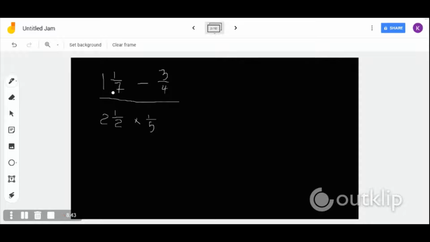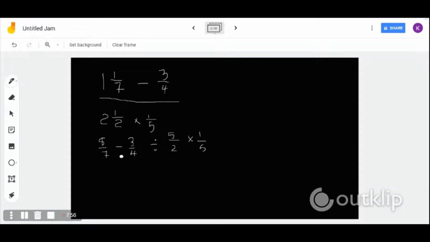So it's 7 times 1, which is 7, plus this 1 at the top, give you what, 8? So that's 8 over 7 minus 3 over 4. There's nothing to change there, so you can just put that back. And all of that is being divided by 2 times 2 is 4, plus this 1 at the top, that's a 5. So that's a 5 over 2 times 1 over 5.